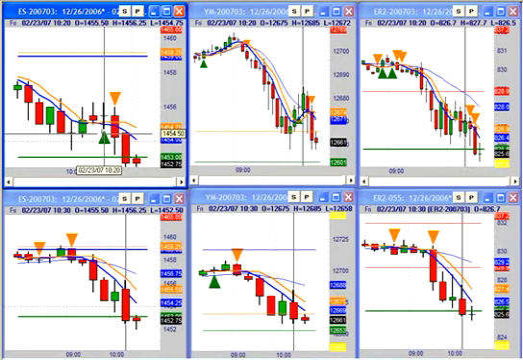So we need to set some type of a risk parameter, number one, when we enter the trade. Then we need to manage the trade, and we need to set our goals or our sights for a profit opportunity. So here's how I like to look at these signals.